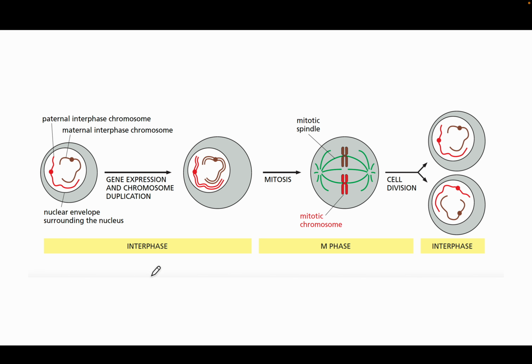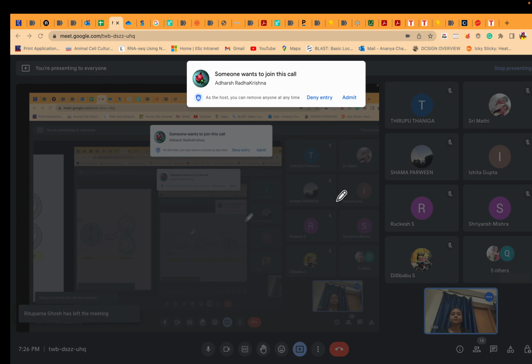So this is the cell cycle, which consists of interphase, M phase, and again interphase. In interphase, gene expression and chromosome duplication happen, in the S phase, and then in mitosis, the cell divides.